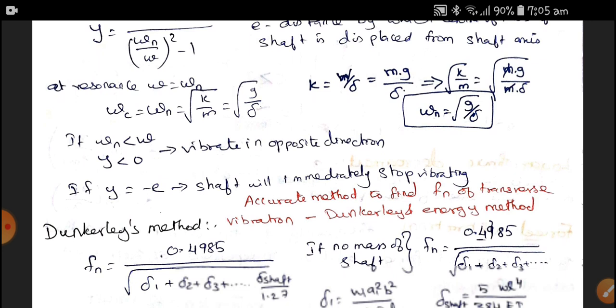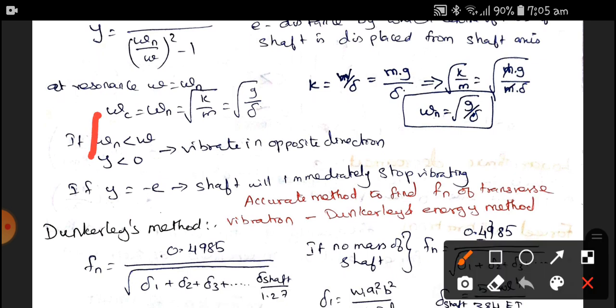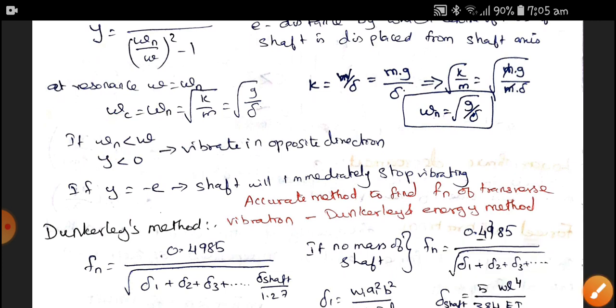Here, when omega n is less than omega, then the whirling of shaft y is less than 0, that is, it vibrates in the opposite direction. If y is equal to minus e, that is minus eccentricity, the shaft will immediately stop vibration.